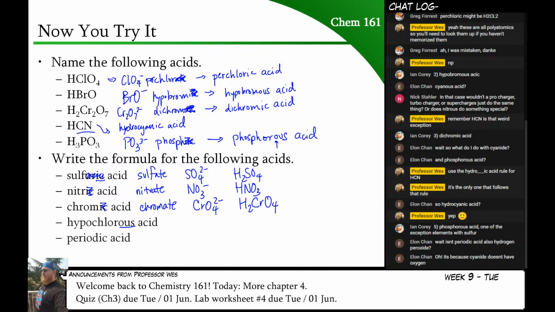All right, here I have us on the end. Us becomes ite, so I need hypochlorite. That's this. So my formula becomes HClO. And then finally, for periodic acid, which is actually periodic acid, it becomes ate, so periodate. Periodate is that, which becomes this.